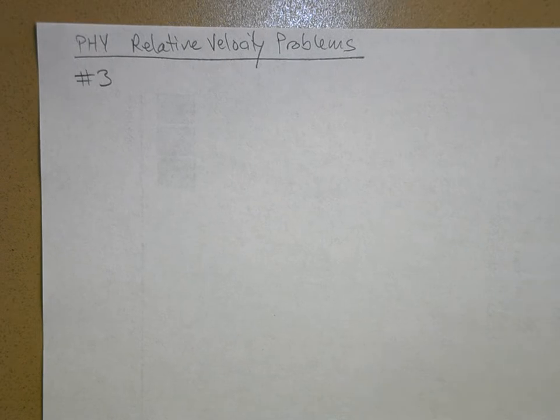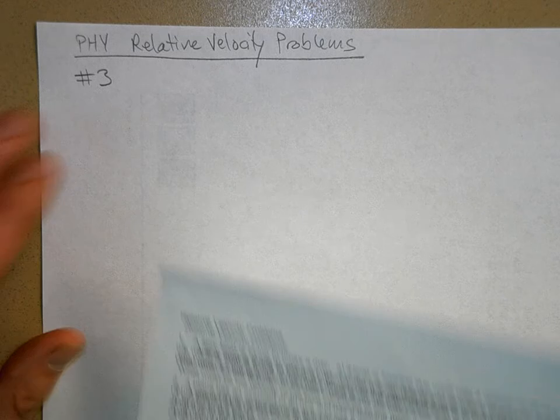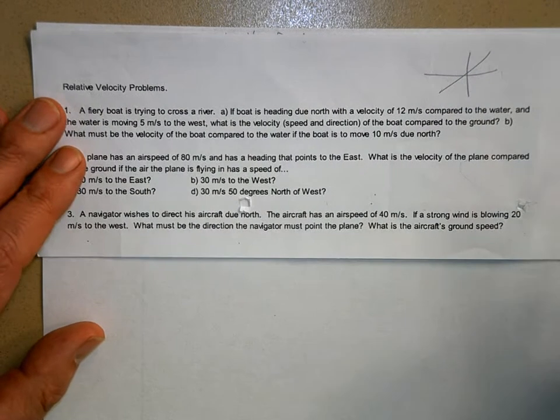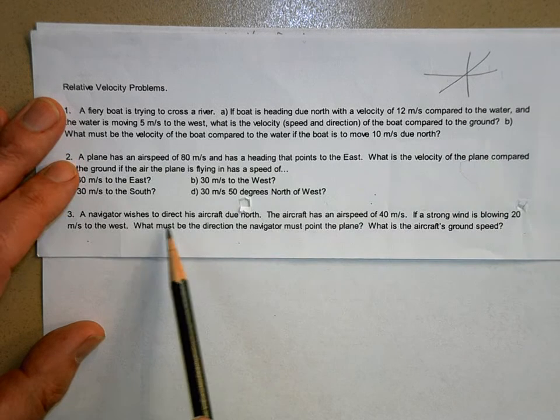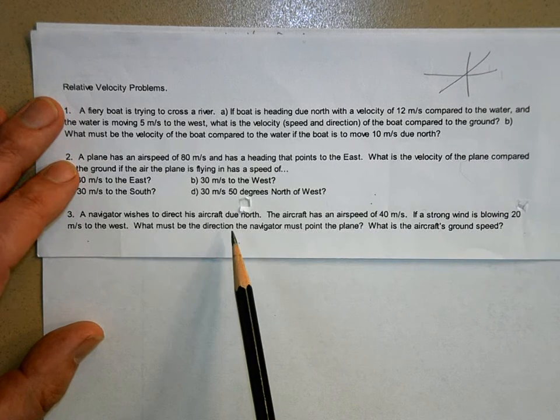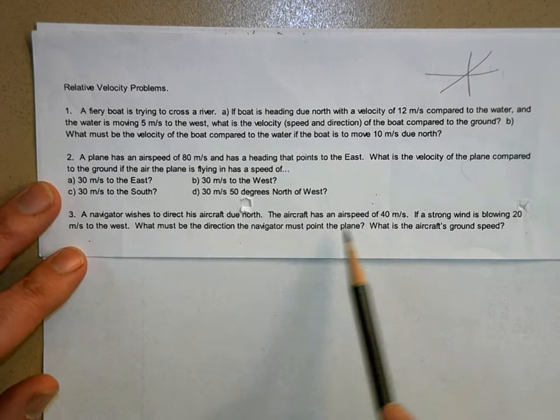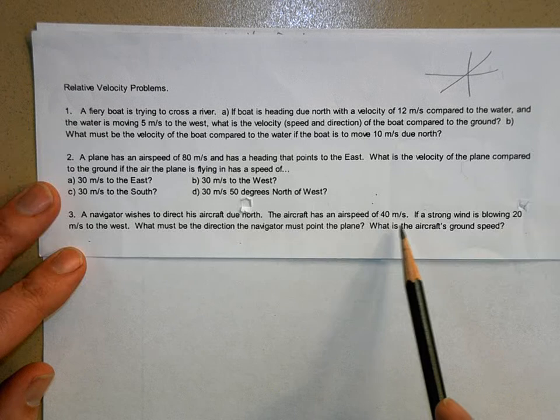So let's do problem number 3, which is really a difficult problem to set up from the relative velocity problems worksheet. And here's problem 3 right here. It says a navigator wishes to direct his aircraft due north. That means he wants that airplane to fly due north. The aircraft has an airspeed of 40 meters per second.